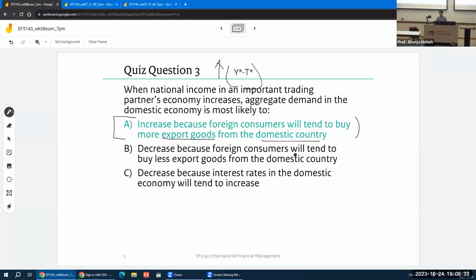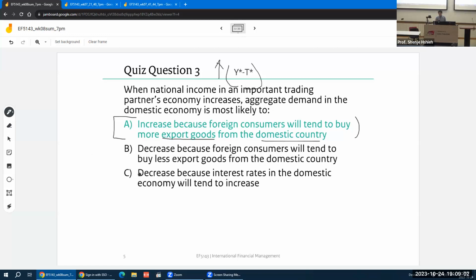B: decrease, because foreign consumers would tend to buy fewer export goods. Well, that's not what we typically think about people with additional money. We think of them as having increasing utility from having more wealth, and they're going to seek out things to buy with more money. This is obvious, I think. It's intuitive. I think we all agree that's the case when it comes to money and wealth.